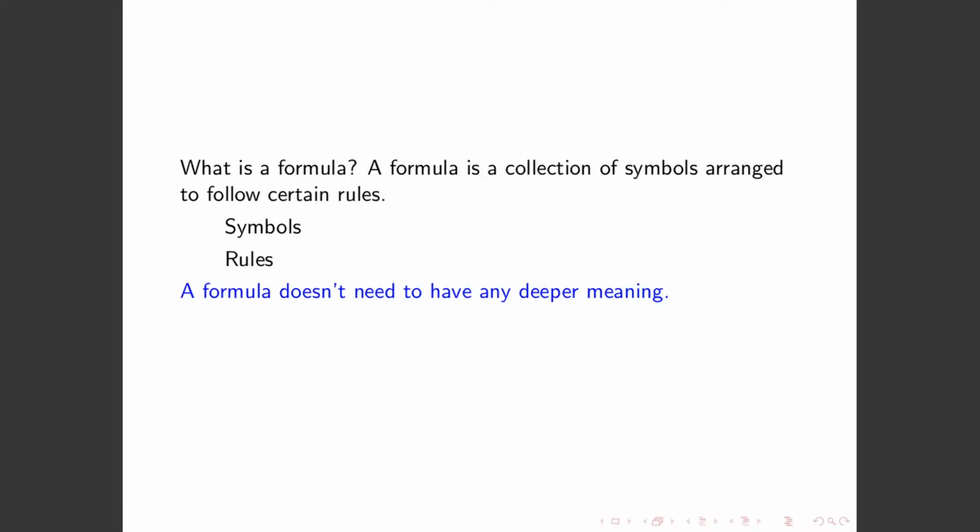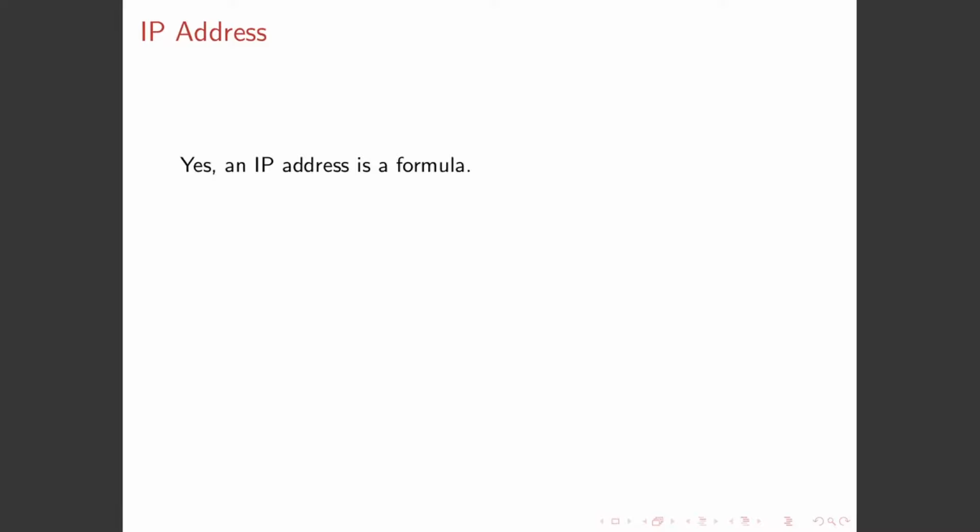Let's see an example. Your IP address is a formula. The symbols for an IP address are nothing more than numbers and dots. An IP address looks like this: 4 numbers separated by dots. Now the rule of an IP address is that these numbers have to be between 0, 1, 2, 3, 4, 5, all the way up to 255. Those are the rules of an IP address, nothing more.